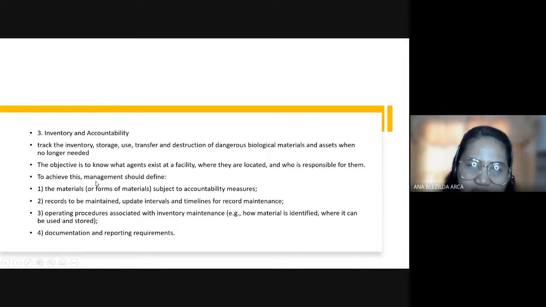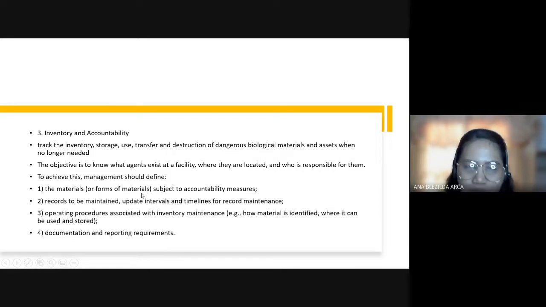So to achieve this, management should define the materials or forms subject to accountability measure, records to be maintained, record maintenance, operating procedure associated with inventory maintenance, and documentation and reporting requirements.